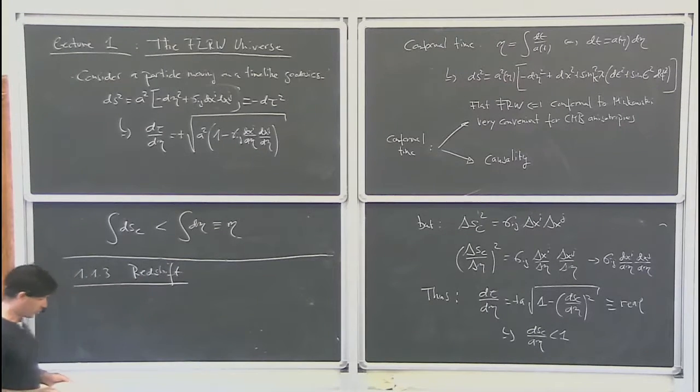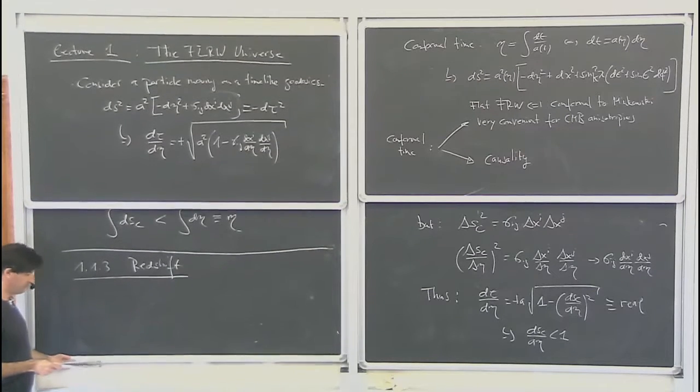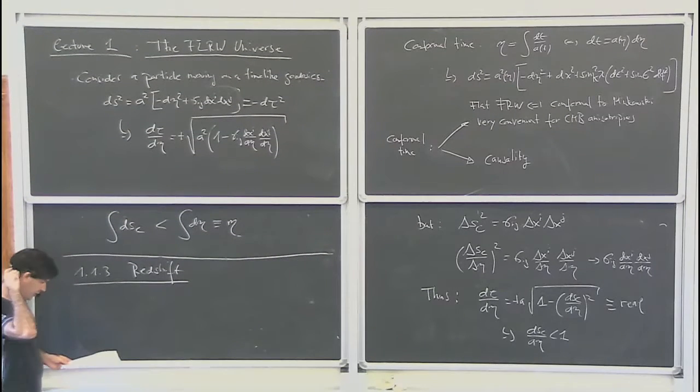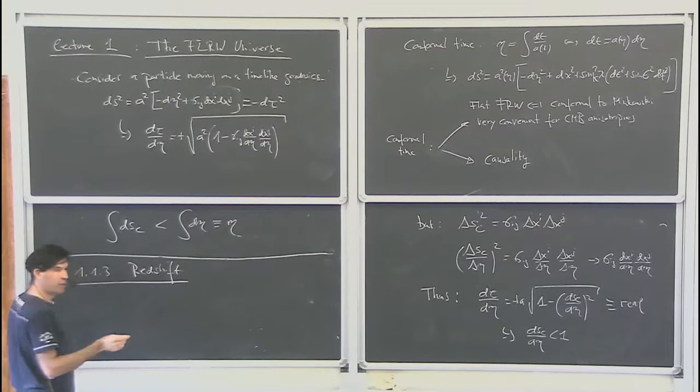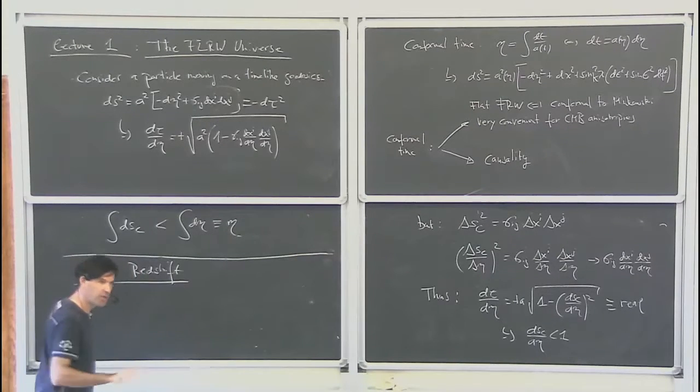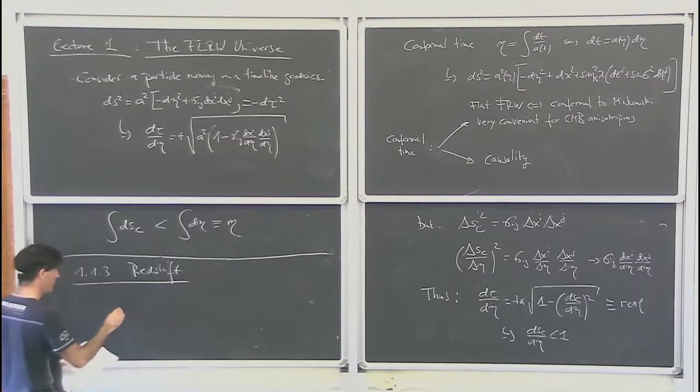So I want to show you how you get to this cosmological redshift. For this, I will consider the propagation of a photon in this idealized homogeneous and isotropic universe.